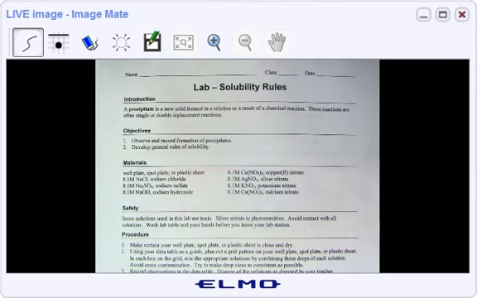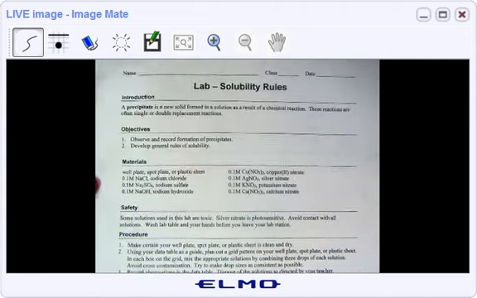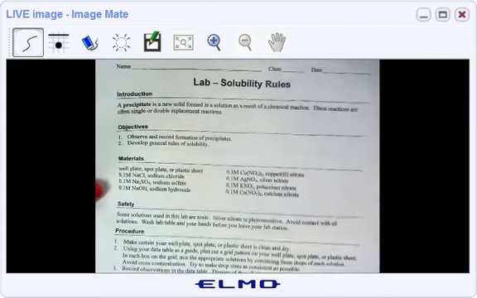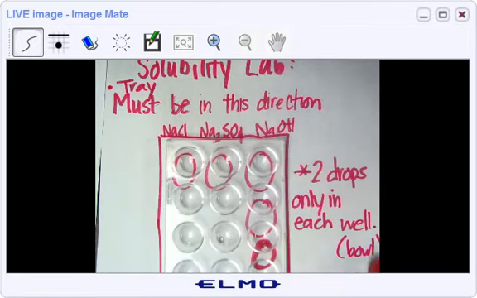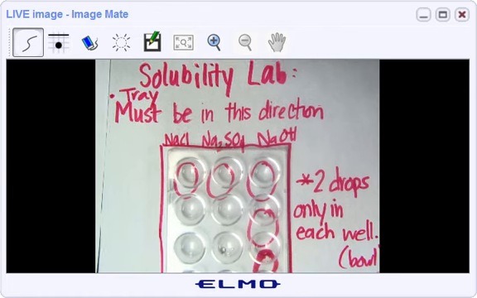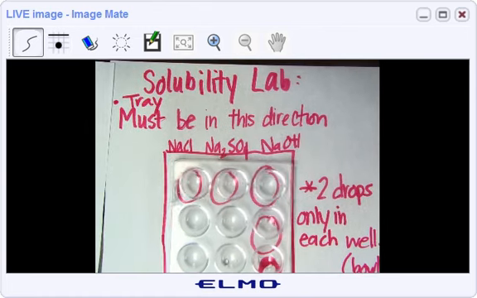Okay, so we're going to be going over the solubility rules for the lab. For this, you're going to need a periodic chart. This is the lab we're talking about. If you were present for the lab, then follow along. If you were absent, this is what the students did in the lab.